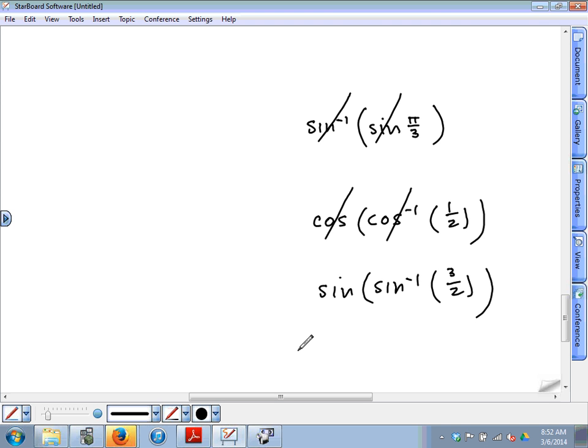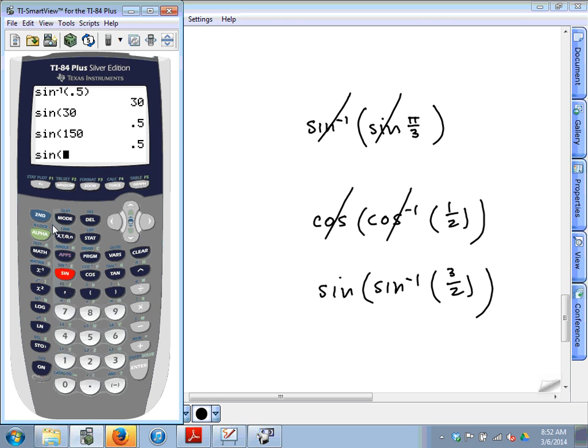The domain is from -1 to 1. You can only take the inverse sine of values between -1 and 1. So what's the problem here? 3/2 is 1.5. And if you're wondering, well, no, this is obviously going to work. Try it in a calculator. If you type in sine of the inverse sine of 1.5, it doesn't work. There's a domain error.